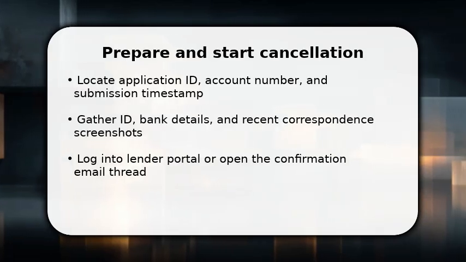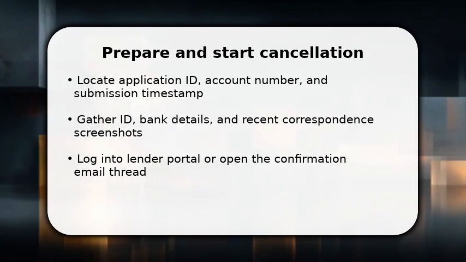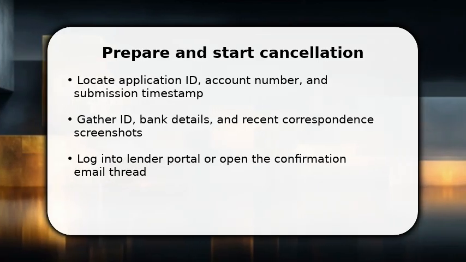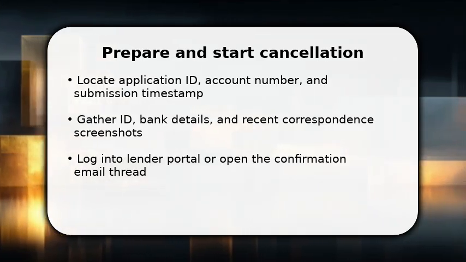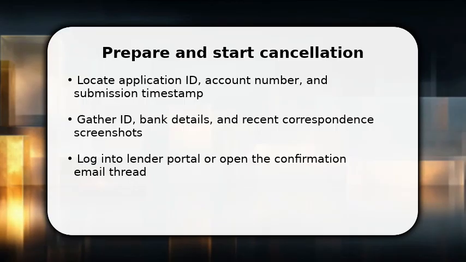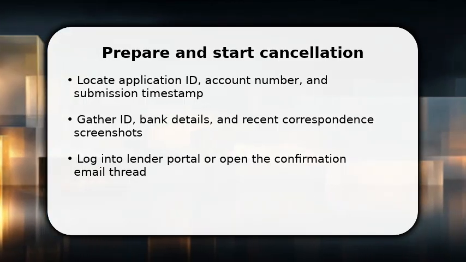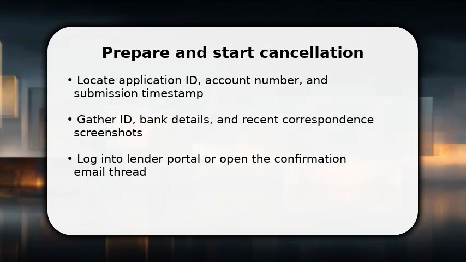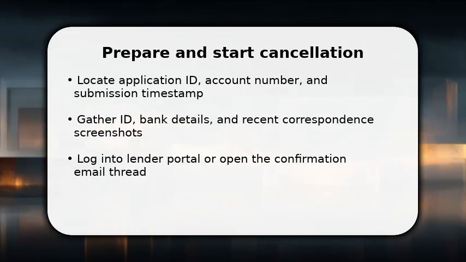You start by finding the application ID and any confirmation email. This is essential because lenders match requests to ID. Once you have login access, open the application page and look for a cancel or withdraw option. If none appears, prepare an immediate secure message or phone script with your ID, reason, and request timestamp.